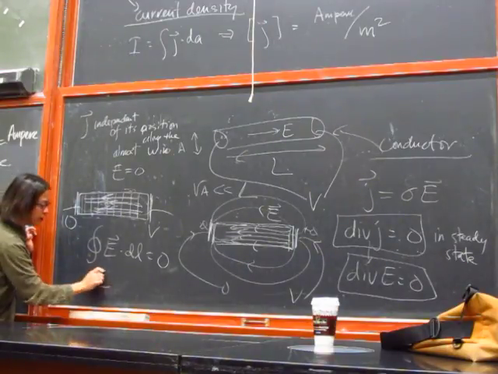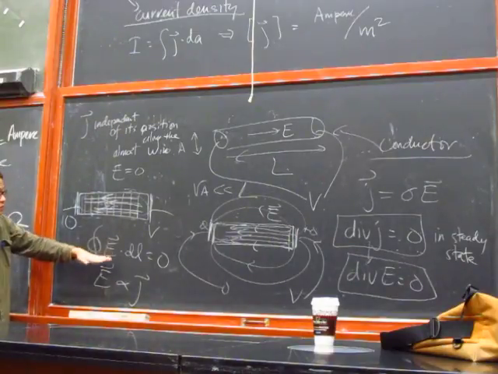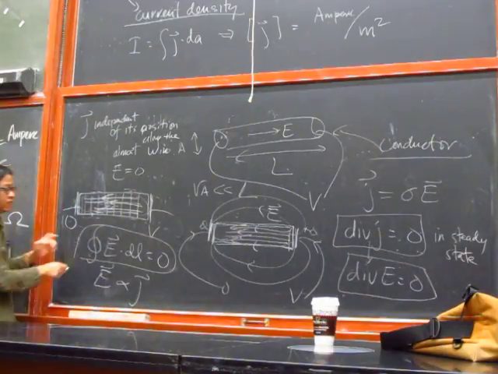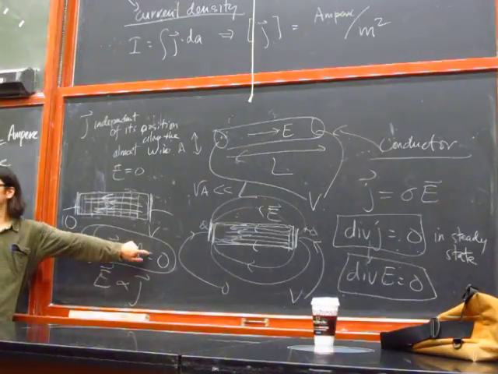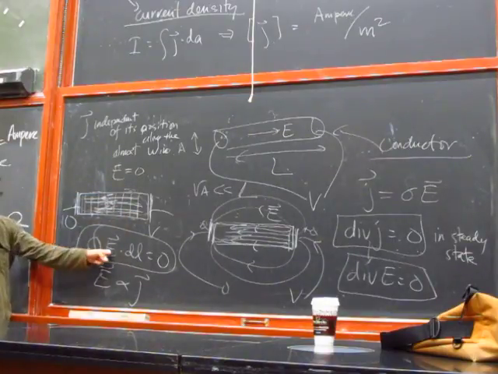Because E and J are proportional, the only way to satisfy this line integral being equal to 0 is that J has to be the same everywhere. If J is not the same, then when we do this integral, it's no longer 0.